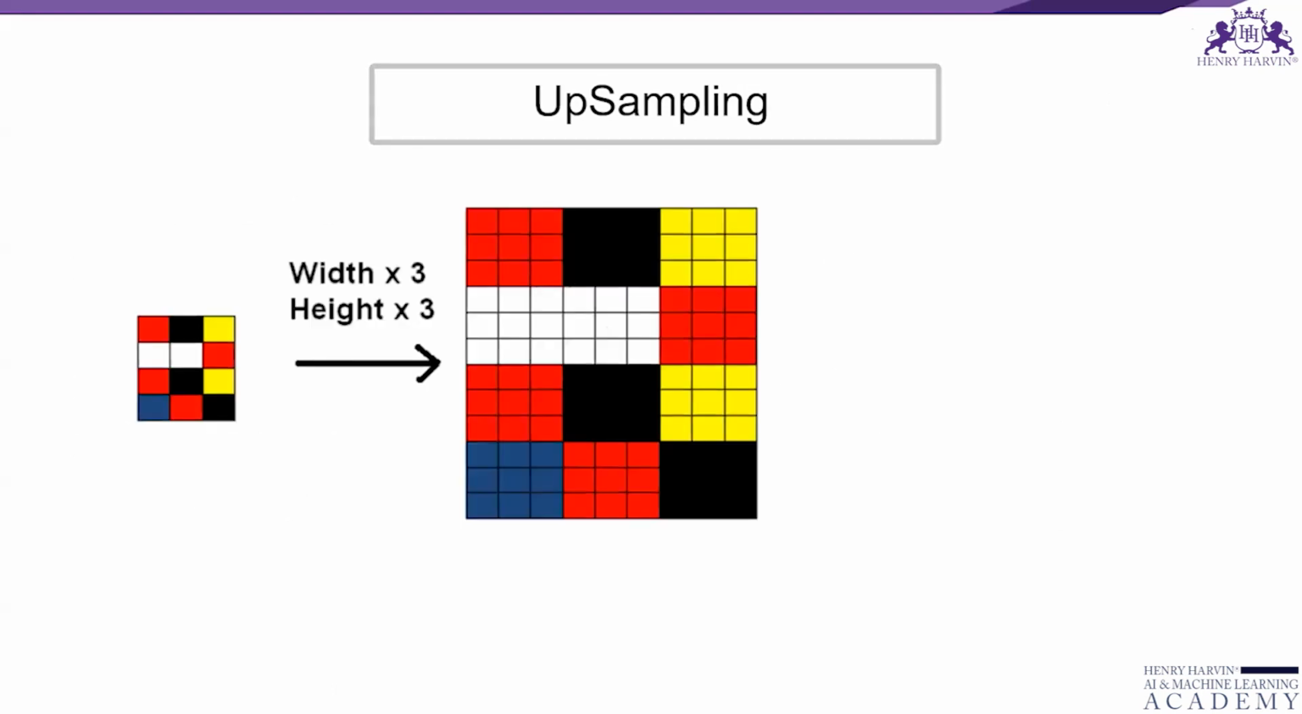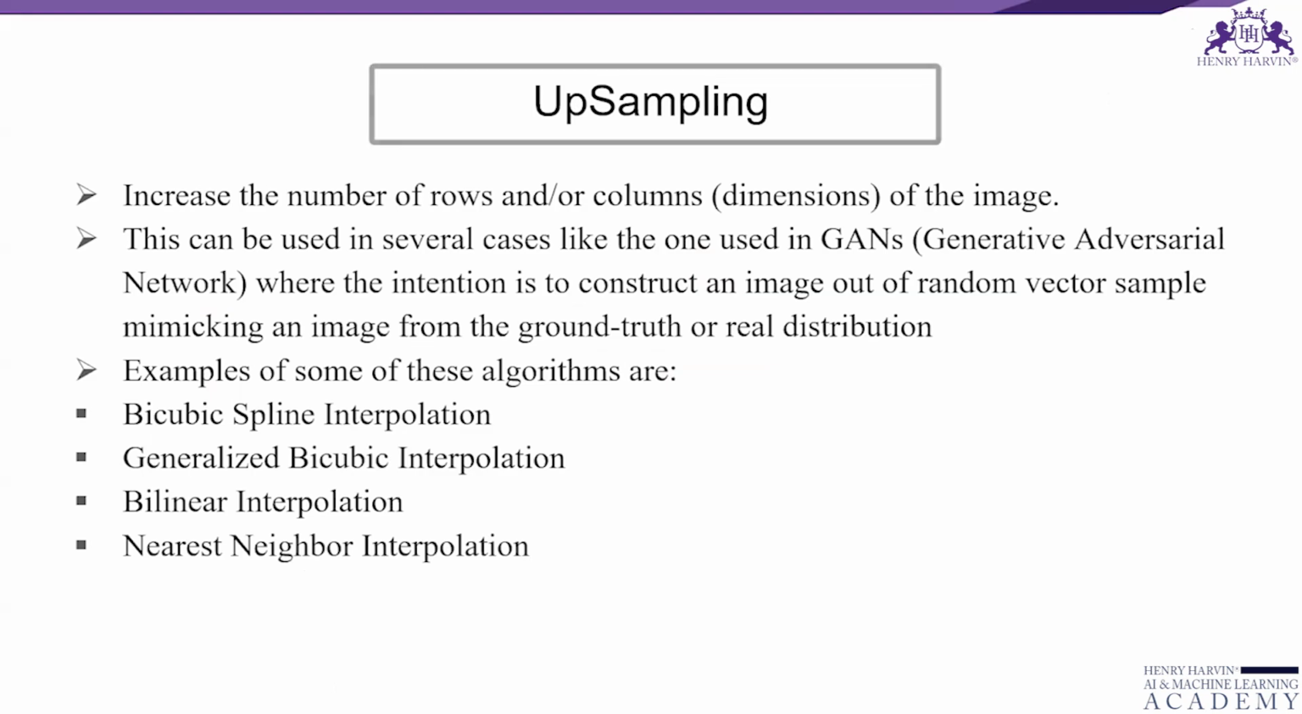Now, let us try to understand what upsampling is. What does upsampling do? Again, from the name, we can say that it is completely opposite to downsampling. Here we try to increase the number of rows or columns of the image. Number of rows or columns means nothing but the dimensions. This can be used in many cases, like in GANs. GANs means generative adversarial networks, where the intention is to construct an image out of a random vector sample, mimicking an image from the ground truth or real distribution. There are some others also, like improving the quality of the image and so on.